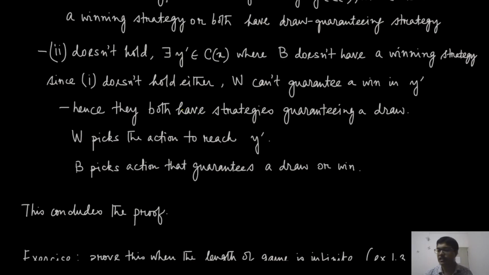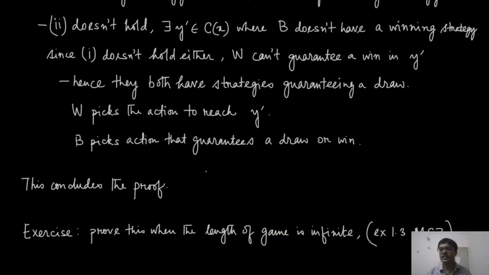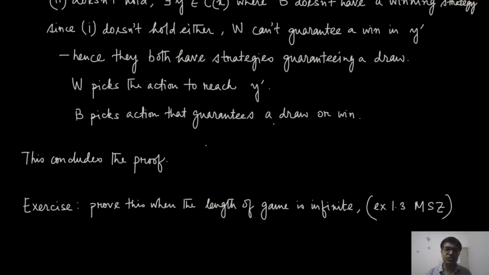So this essentially finishes the proof, but this proof depends on finiteness. We started with the terminal node. The homework exercise that I will leave here is to prove the same result when the length of the game is infinite, when there is no end to it. Please take a look at exercise 1.3 of the Maschler book, the game theory book, and try to do it yourself.